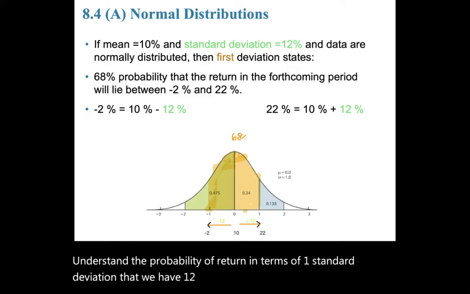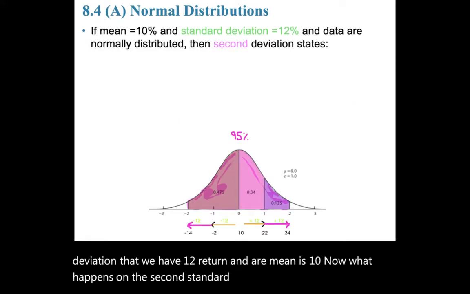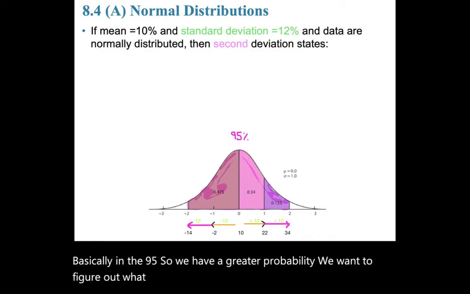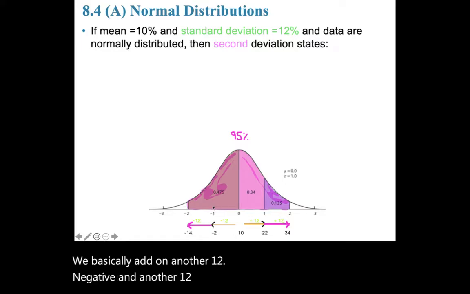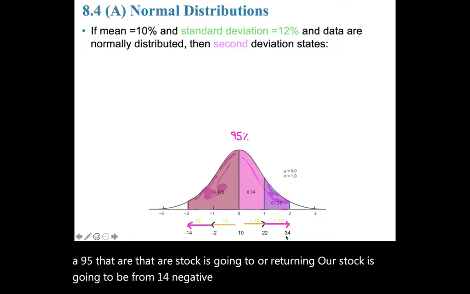Our standard deviation is 12% and our mean is 10%. Now, what happens on the second standard deviation? Okay, so what happens basically in the 95%? Okay, so we have a greater probability. We want to figure out what our returns are in regards to the second deviation. Well, we basically add on another 12 negative and another 12 positive. And now you can see that there's a 95% chance that the return on our stock is going to be from -14% to 34%.